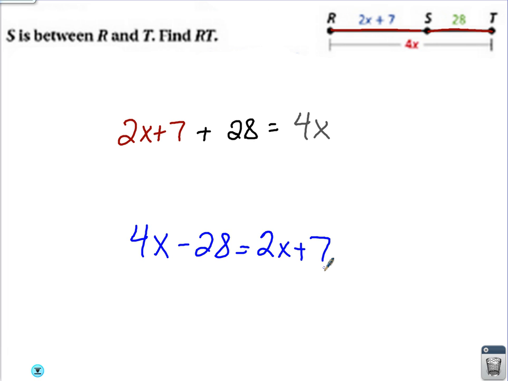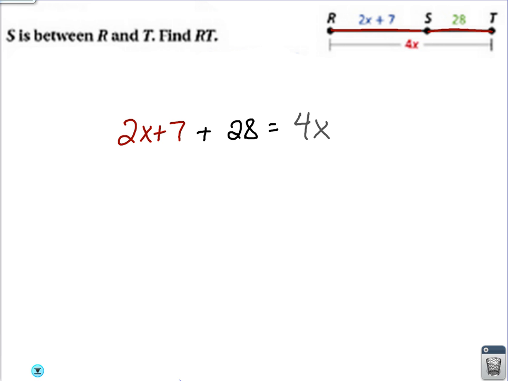What do you think? Sure. Move 28 over there. How do you move 28 over? You plus, you make it a minus. Is that not the same thing? Okay, so that is legal. So there's more than one way to set these up. And now what do I do? I just solve.